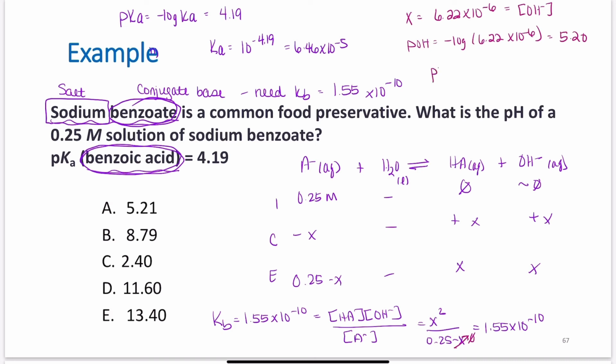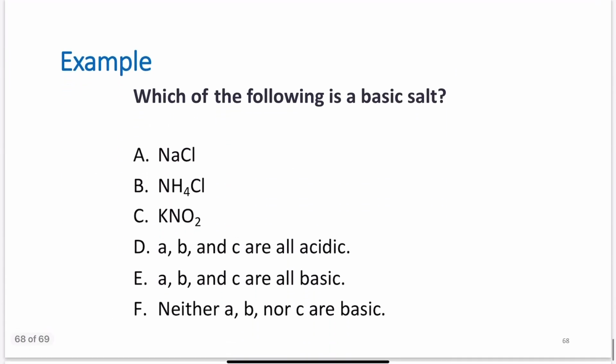.20, which means my pH is 8.79. Which of the following is a basic salt?